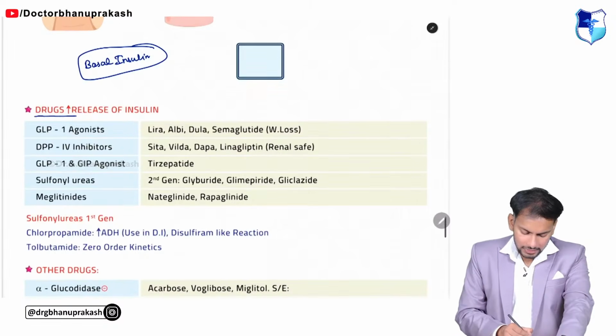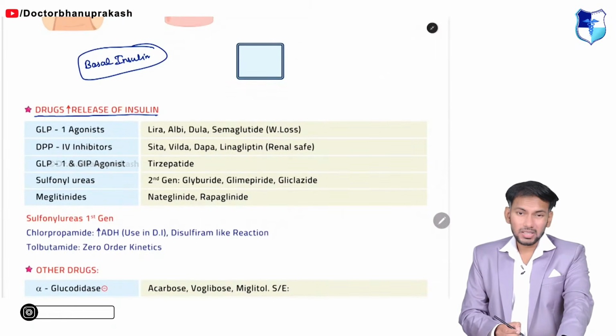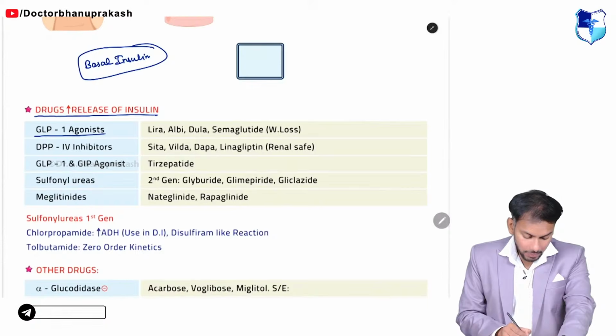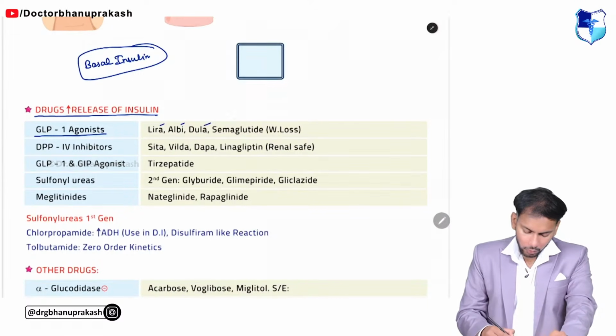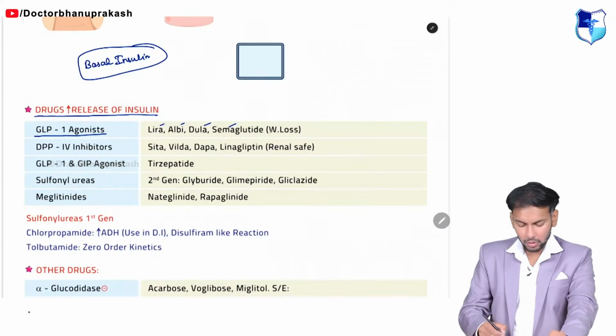So drugs that are increasing the release of insulin. What are these drugs? I've already told you. You can give GLP-1 agonists. These are glutides: liraglutide, albiglutide, dulaglutide and semaglutide. These will cause weight loss.